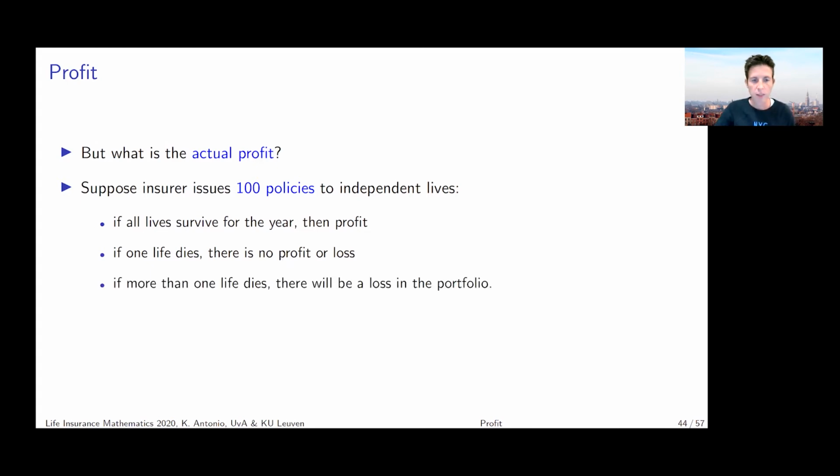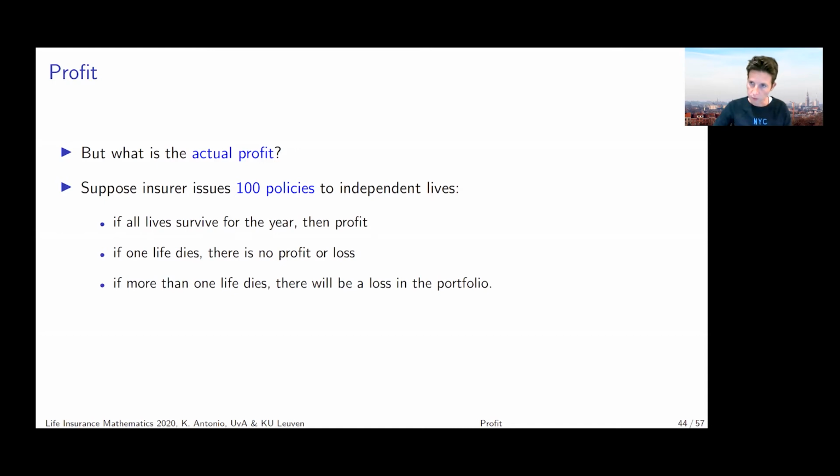And if more than one life dies, there will be a loss in this portfolio of contracts. So how can you see that? Well, the first bullet is clear. If all the lives survive, you do not have to pay the 1,000 euro death benefit, so you definitely make a profit. If one life dies, you'll have to pay the 1,000 euro once.